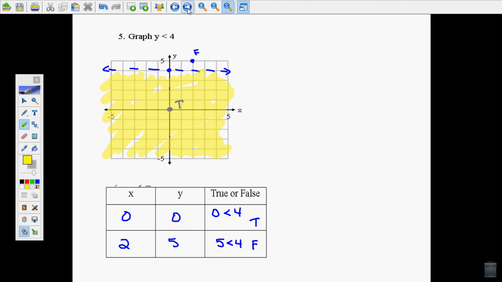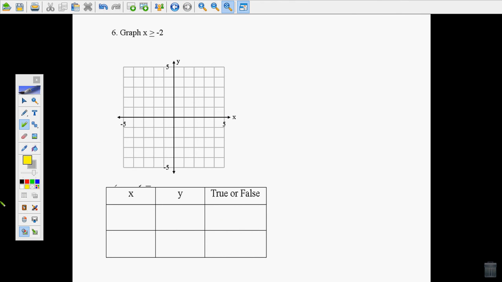Okay, one more example. This time we want to do x is greater than or equal to -2. So is this line going to be vertical or horizontal? Is it going to go up and down, or is it going to go side to side? Remember when it was a y, it went side to side. So x's are going to go up and down.